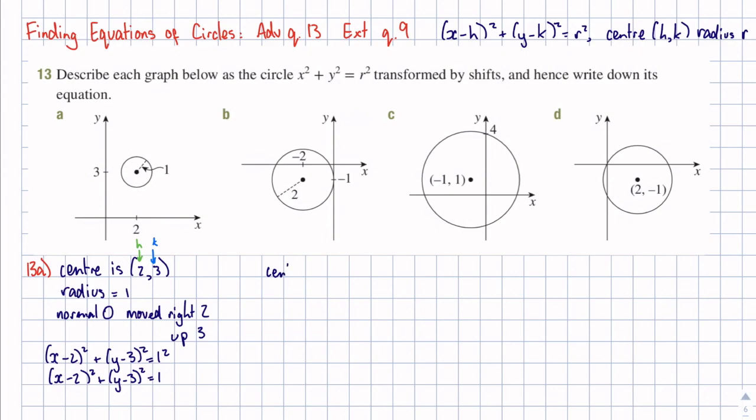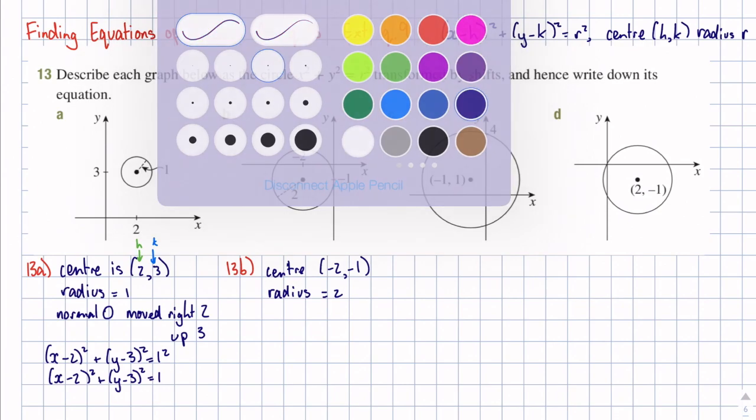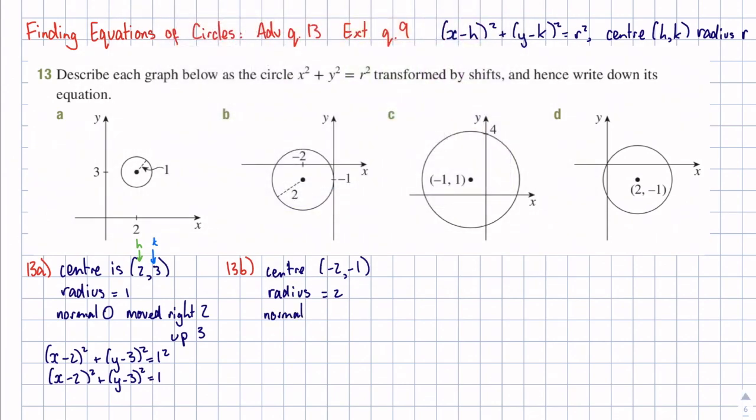Here, the centre is at (−2, −1). The radius they've given us is 2. So this is 13b. So that's a normal circle moved left 2 and down 1, which means we've got (x + 2)² + (y + 1)² = 2², which means we've got (x + 2)² + (y + 1)² = 4.